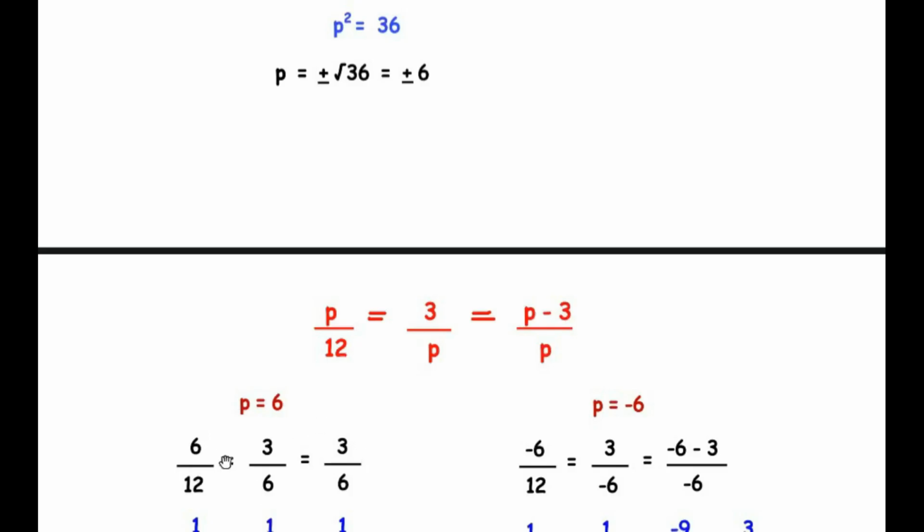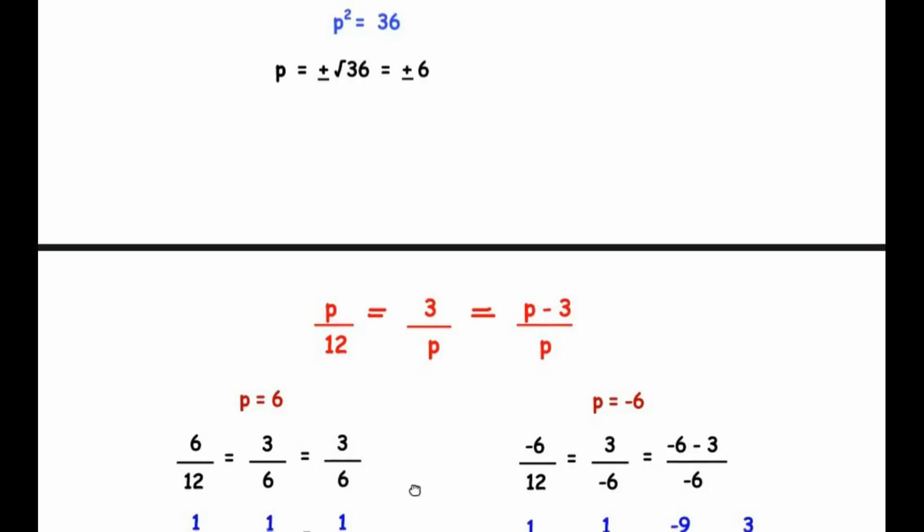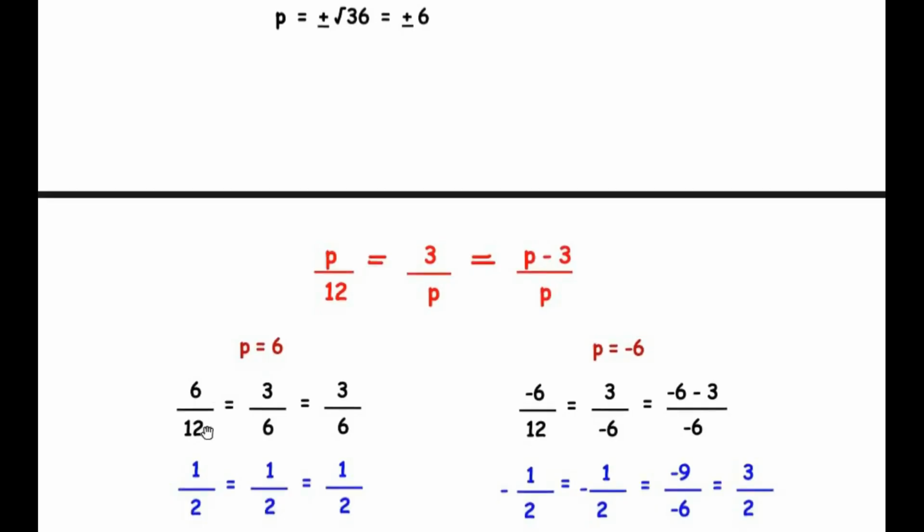Now we can simplify all these fractions. So 6 over 12 can be written as 1 over 2 because both go in the table of 6 is equal to, now 3 over 6 becomes 1 over 2 again because both go in the table of 3 is equal to 3 over 6 again becomes 1 over 2. So p is equal to 6 has satisfied the condition for infinitely many solutions, that is a1 over a2 is equal to b1 over b2 is equal to c1 over c2. So this is the correct value of p.